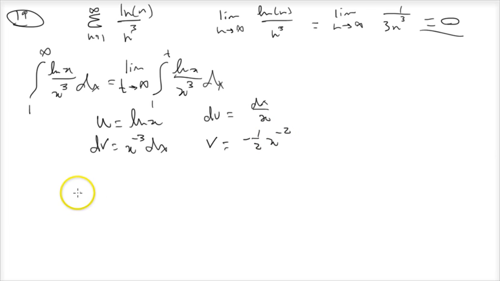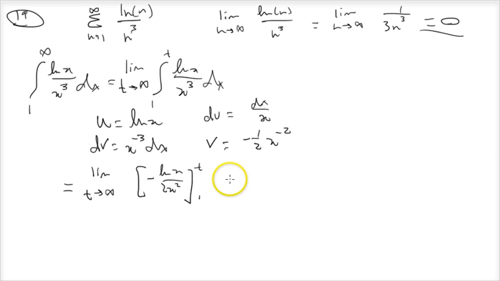So we start plugging this all in. We're going to get the limit as t approaches infinity of our u times our v, which is negative ln of x over 2x squared between 1 and t, and minus, but since we have a negative v and minus is a plus, the integral between 1 and t of our v du, 1/2 x to the negative third dx. Now this we can integrate, and this we can evaluate, and we've got our limit out here, so we are all set.